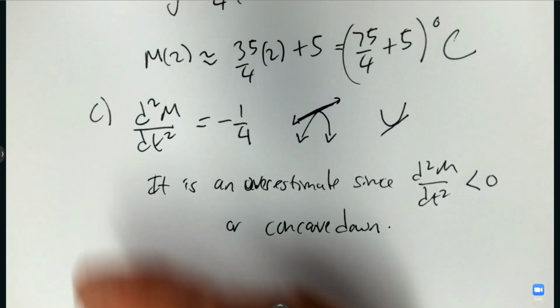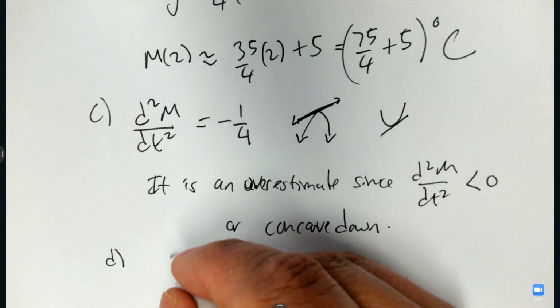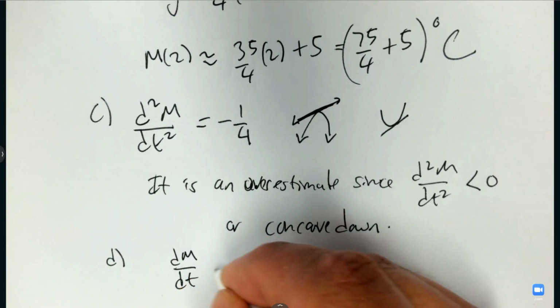Done. Part D. Can you separate the variables? So can you solve the FRQ? So let's do this one together.